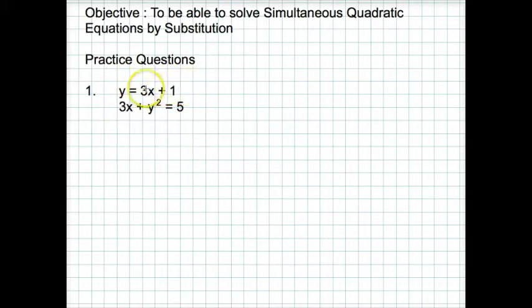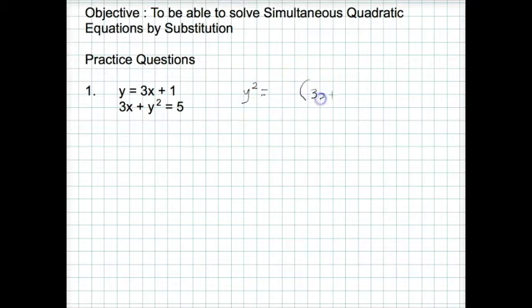If we look at the first equation here, y equals 3x plus 1, we've already got y as the subject. So we can start off with this one and substitute an expression for y into the second equation. We've got y squared here, but y is going to be 3x plus 1. So the first thing we're going to do is sort out this y squared.